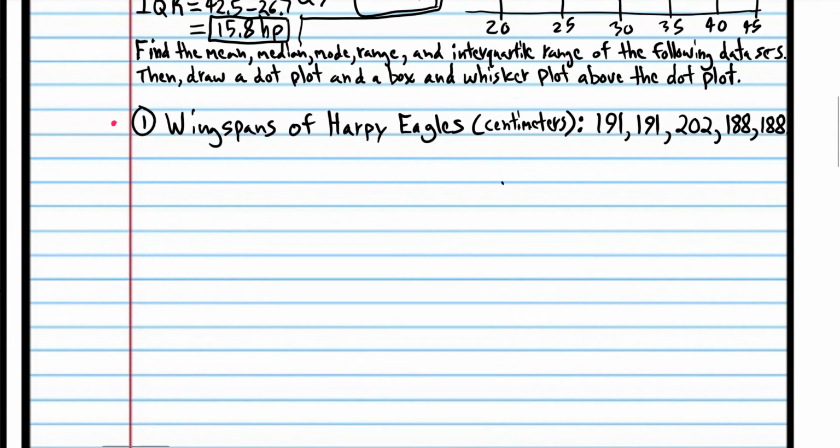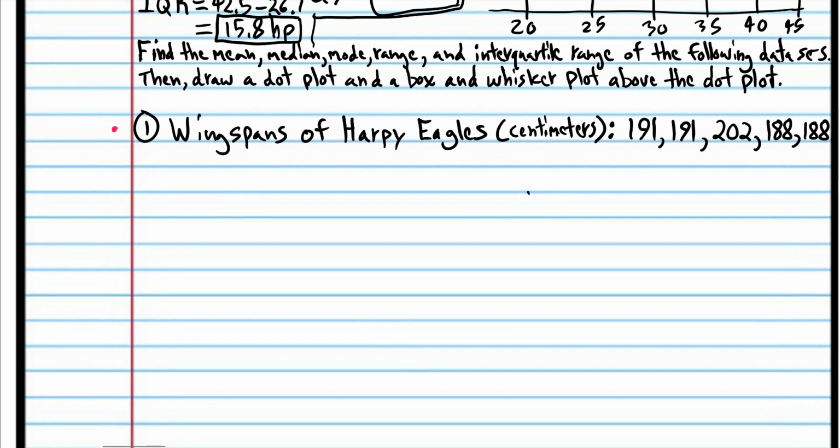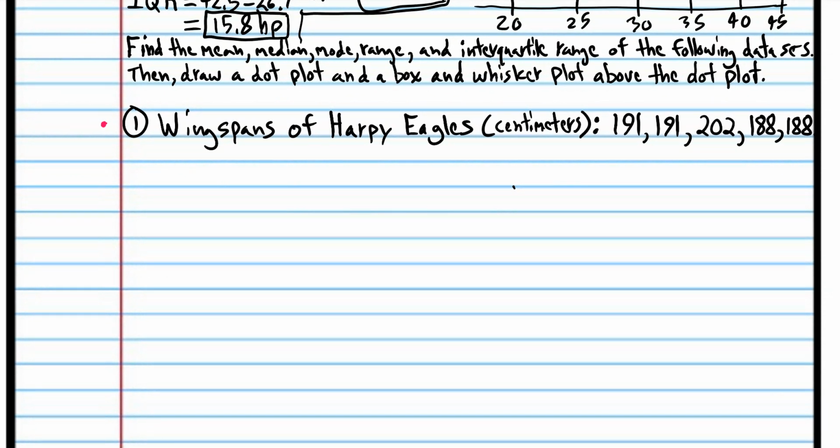So we're going to study the wingspans of harpy eagles. Harpy eagles are very large eagles that are so large they actually take sloths out of trees. We're going to measure the wingspan. If you take the eagle and spread out its wings and measure from the very tip of the left wing to the tip of the right wing, that's the wingspan of the eagle.